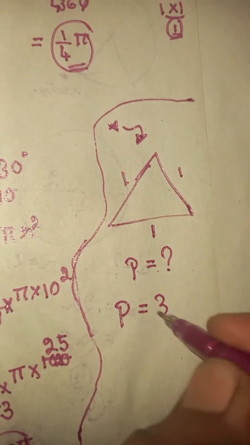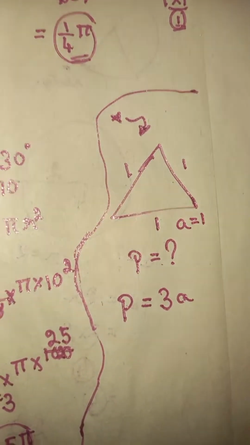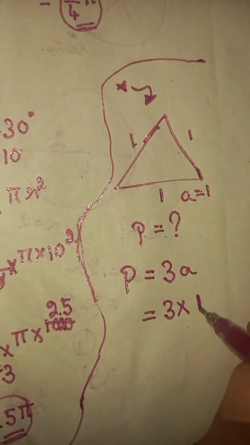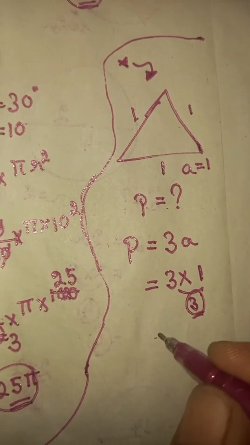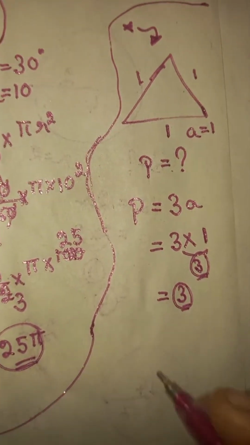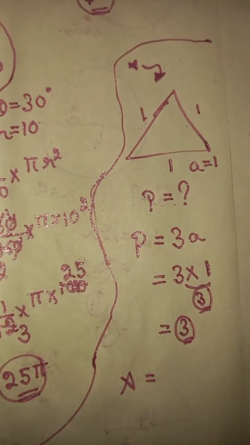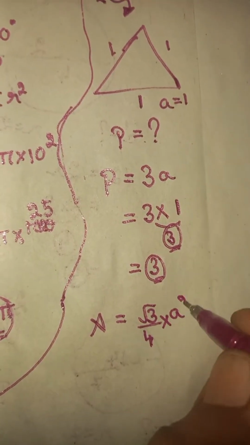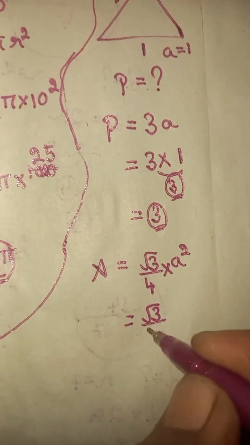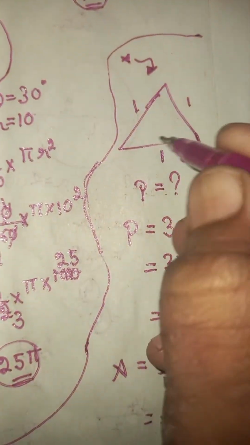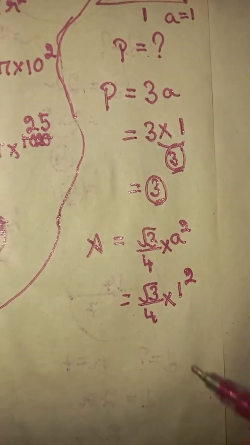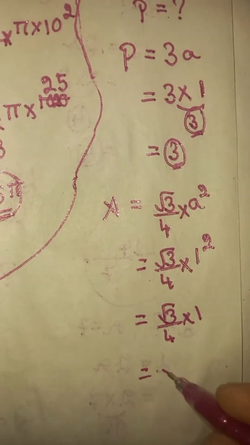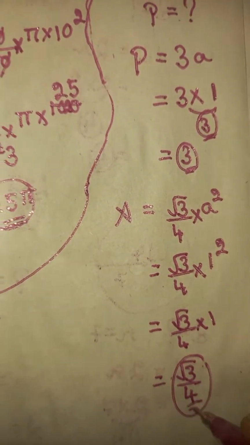Perimeter of this equilateral triangle can be written as 3 times the side length, that is 3 times 1 unit, which becomes 3 units. Now let's find the area of this triangle. Area of the triangle can be written as root 3 by 4 times a square, that is root 3 by 4 times the side length square, that is 1 square. 1 square means 1 times 1, 1. Root 3 by 4 times 1, root 3 by 4 square units.